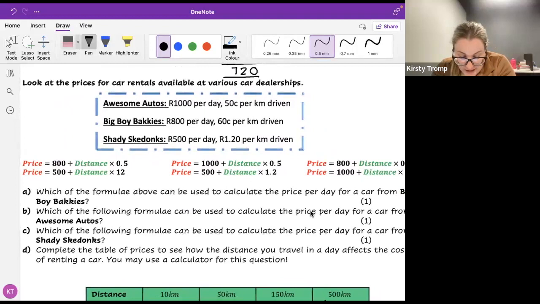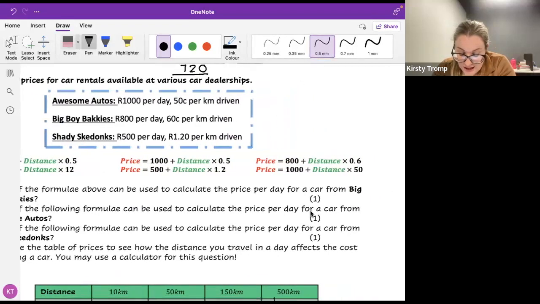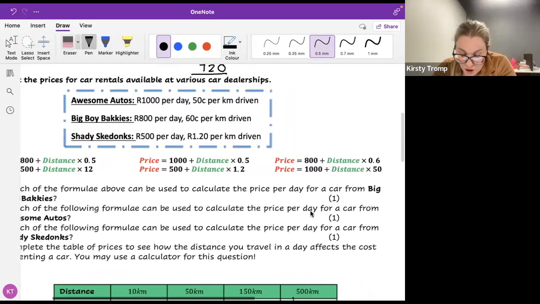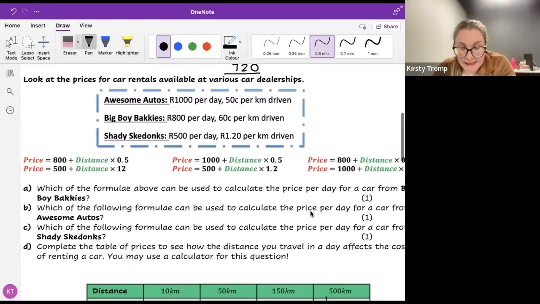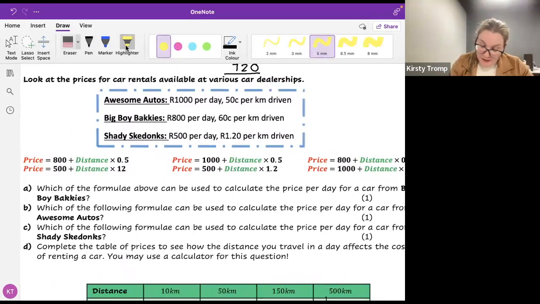Which of the formulae above can be used to calculate the price per day for a car from Big Boy Bucky's? All right, so Big Boy Bucky's, let's go have a look at what they said again. Big Boy Bucky's was 800 Rand per day plus 60 cents per kilometer driven.